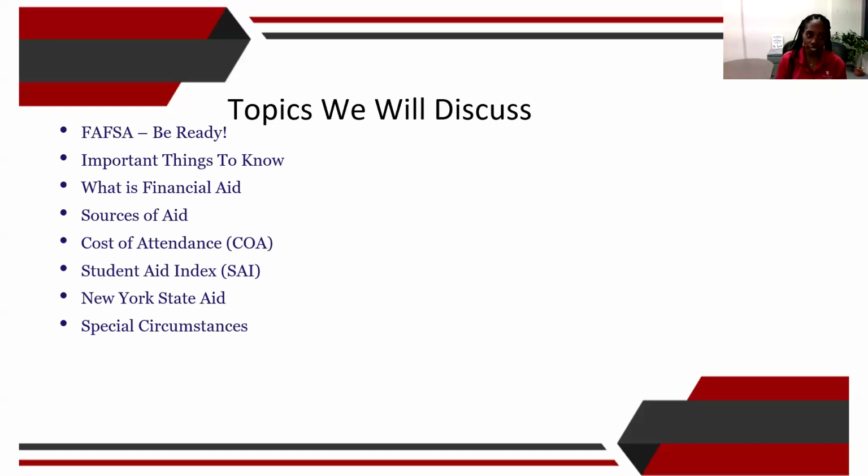And then last but not least, we will go over special circumstances. We know that the FAFSA form requires the tax return from 2 years prior, and sometimes life can change and you can hit some roadblocks or bumps along the way. So we'll be going over that and how we may be able to assist you. With that, I'm going to hand it over to one of my fabulous colleagues, Virginia Rivera, and she's going to go over the next few slides. Virginia?